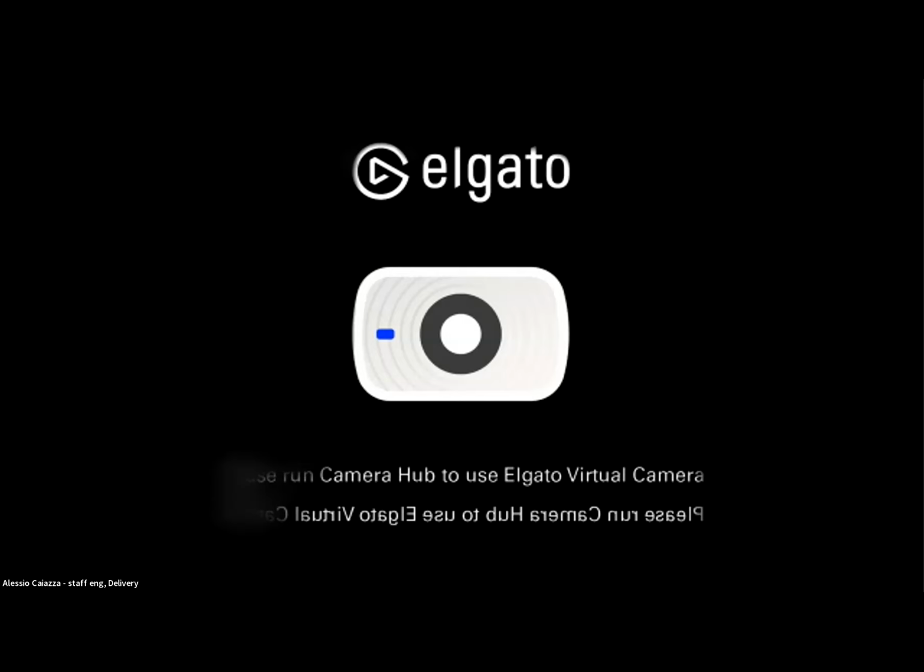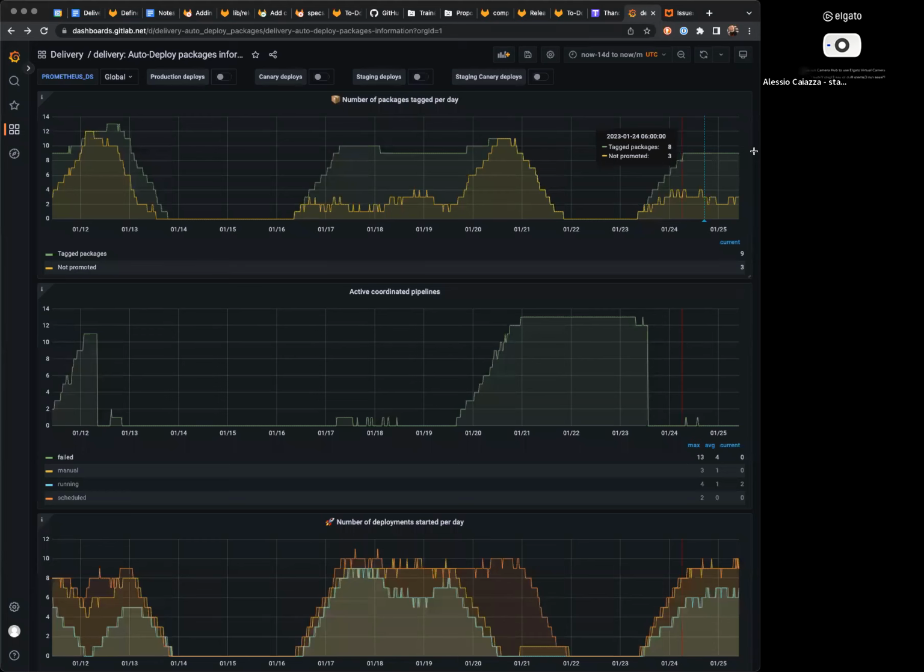So let me share screen again. Because that's probably something we need someone with more metrics experience than me for. But basically, if we look at this, those two numbers are the important ones, but they are based on different assumptions. This one tells you the number of packages that we tagged in the past 24 hours. So it's a rolling window. So that's the data point, right?